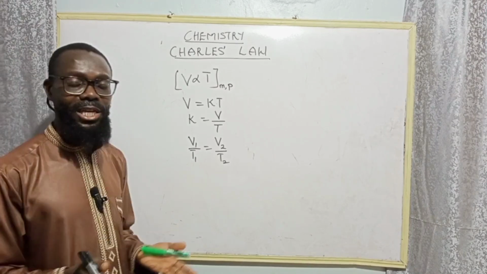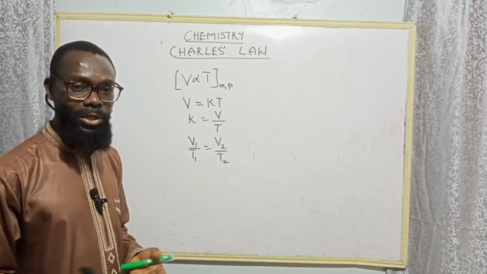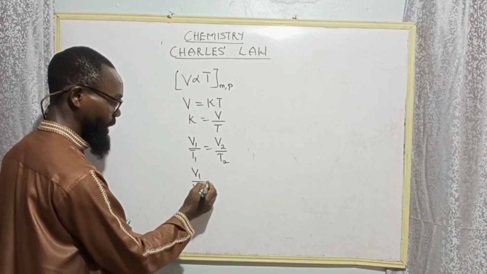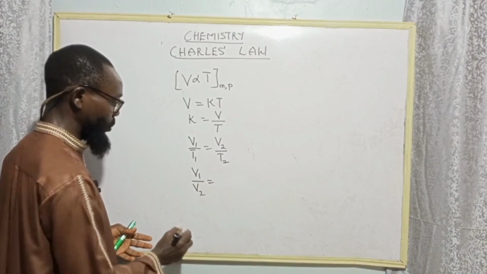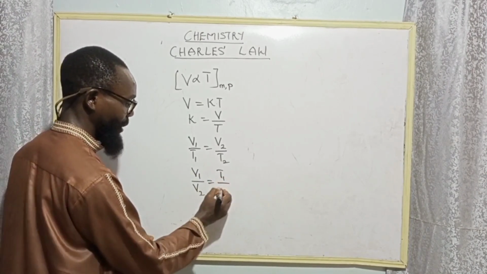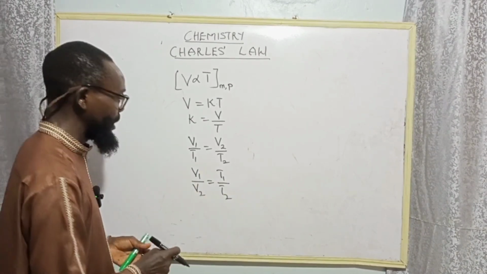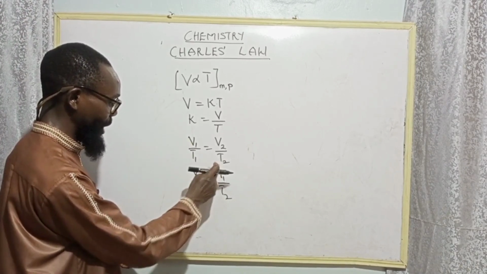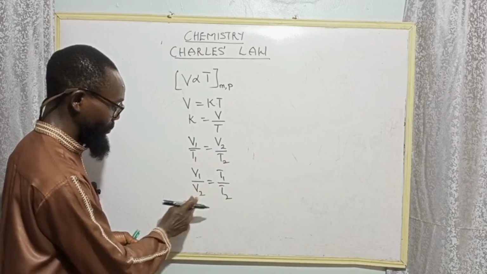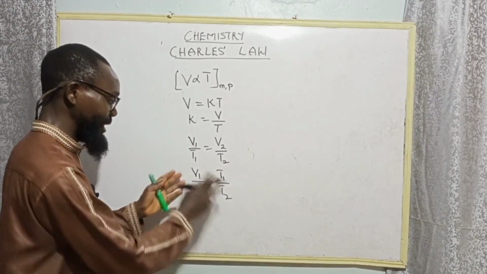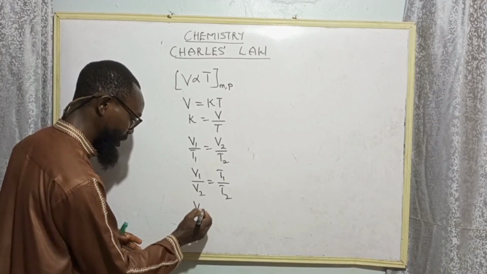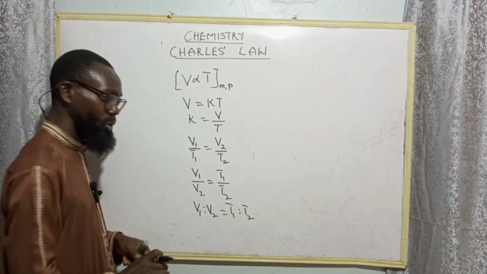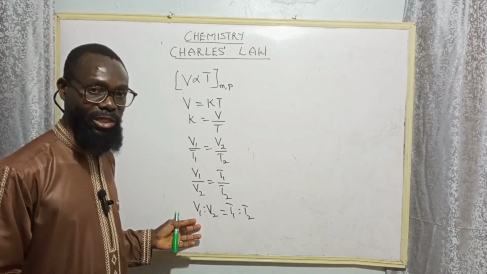Now from here, we can get the ratio of volume to temperature. That is V1 over V2 equals T1 over T2. When you cross multiply, we are going to have V1 T2 equals V2 T1. So this is the ratio of volume to temperature. That is V1 ratio V2 will be equal to T1 ratio T2. So this is Charles' law.